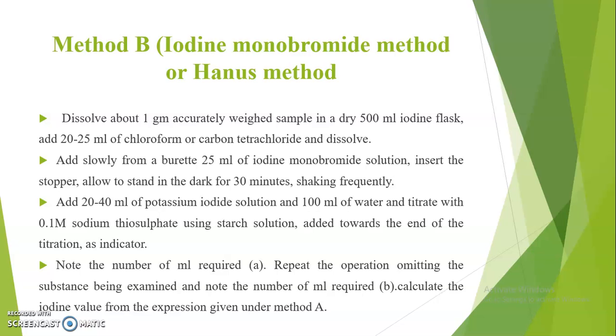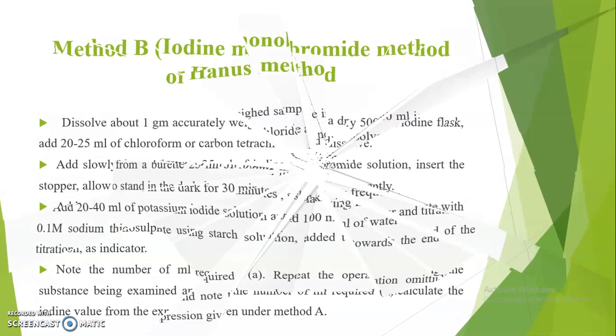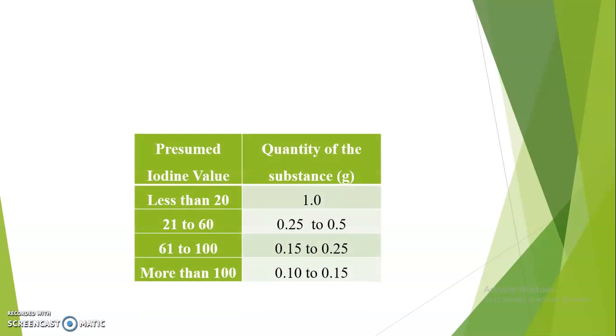Then we have to take both readings, with sample and without sample, and calculate the iodine value. These are the various presumed iodine values. If our quantity of the substance is 1 gram, it will be less than 20. If it is 21 to 60, then it will be between 0.25 to 5. If it is 61 to 100, then it will be 0.15 to 0.25. If the iodine value is more than 100, the sample quantity is 0.1 to 0.15. So this is about the second method, the iodine monobromide method.